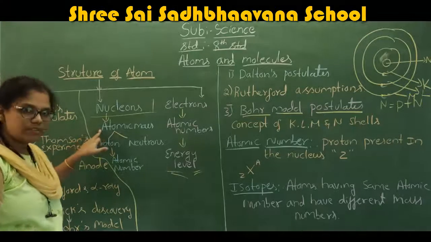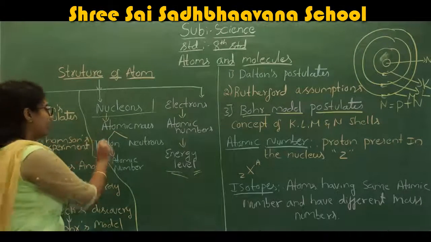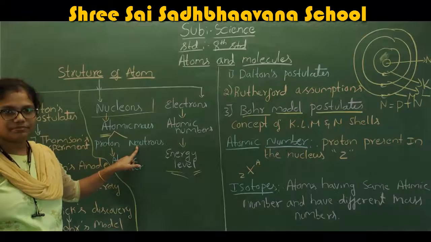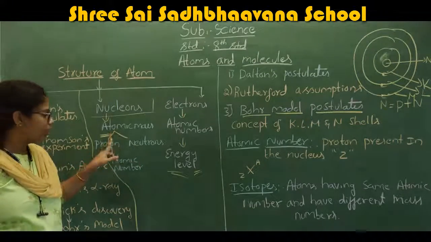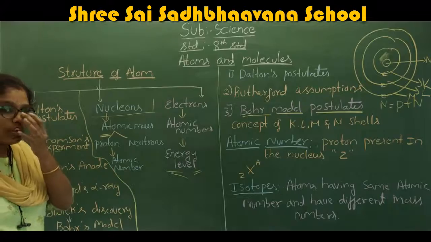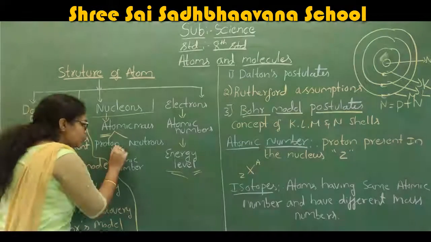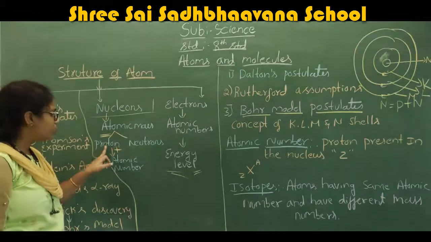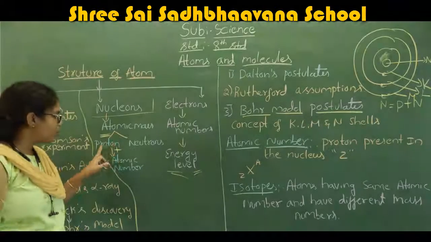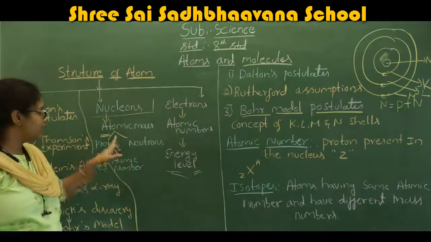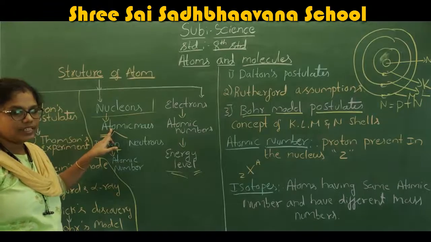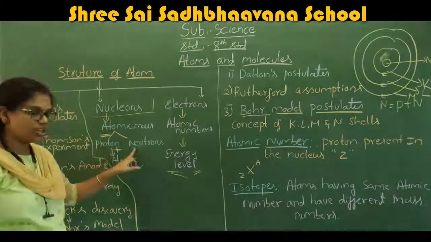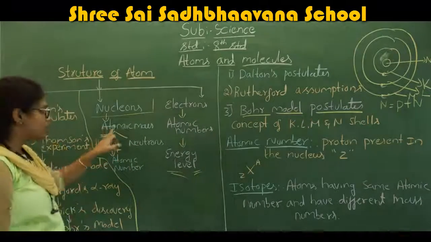Then what is the atomic number? Atomic mass? What is the definition of atomic mass? It is the sum of protons and neutrons. Atomic mass is defined as the sum of the protons and neutrons. Protons are positively charged and neutrons are neutrally charged. The sum of protons and neutrons together is called the atomic mass.